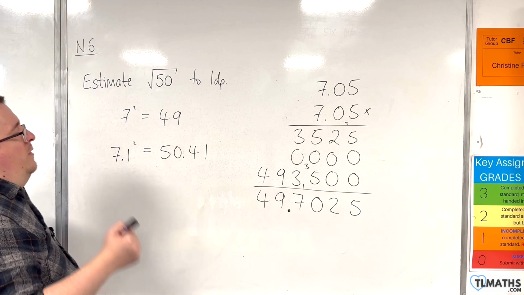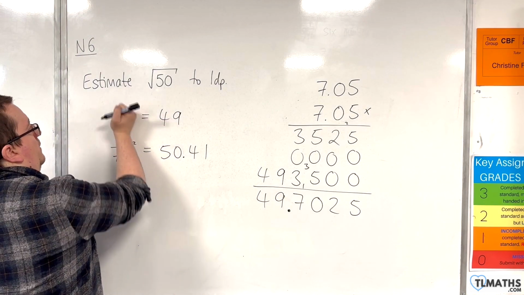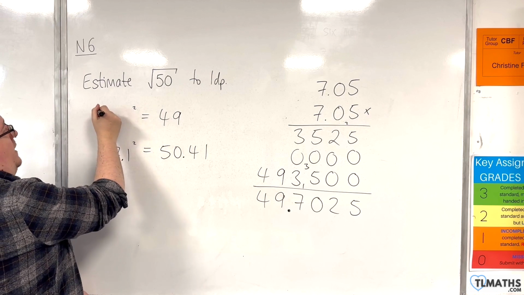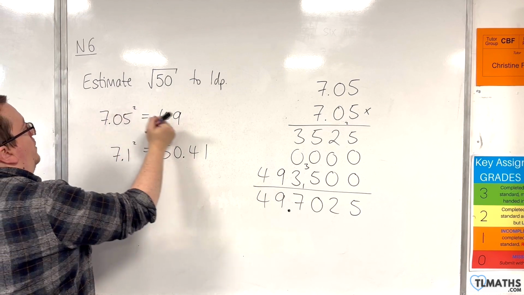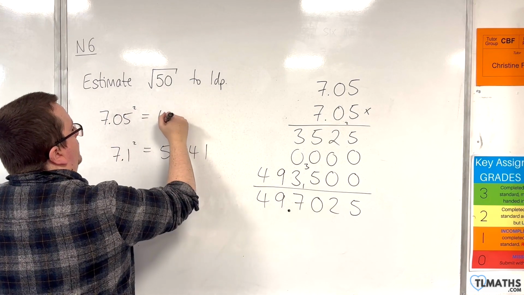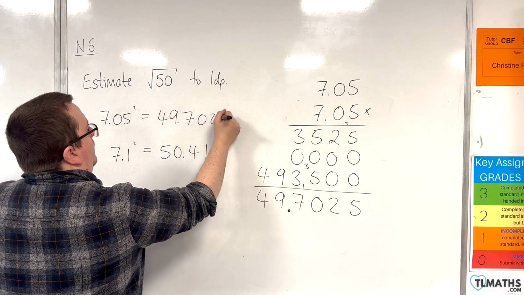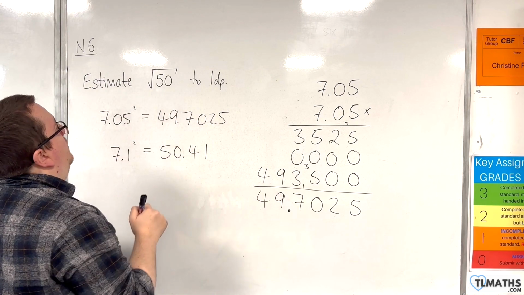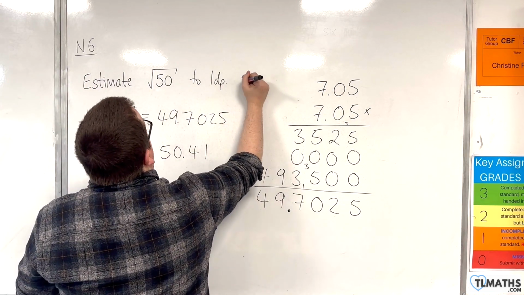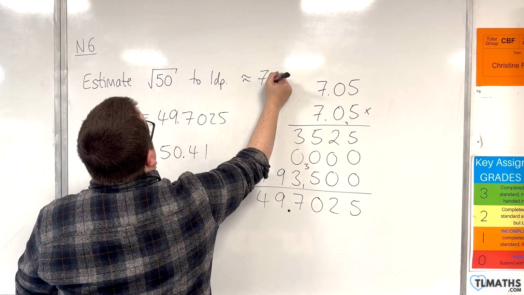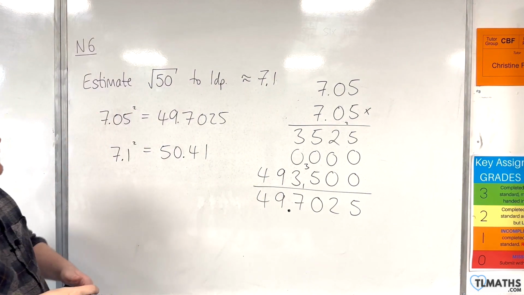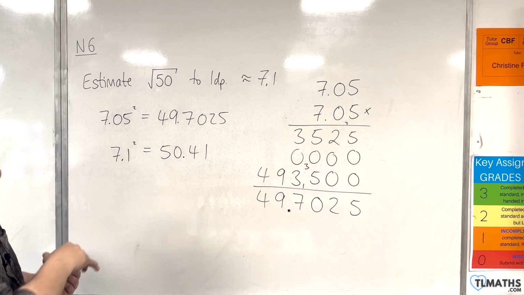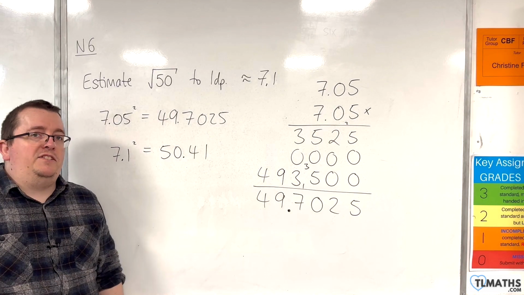So that means that my root 50 is somewhere between 7.05 and 7.1, which, rounding to one decimal place, is going to be approximately equal to 7.1. Okay, so the square root of 50 is approximately 7.1.